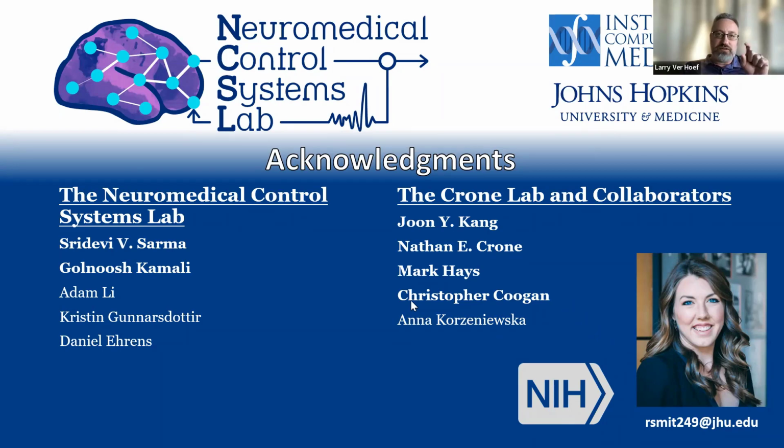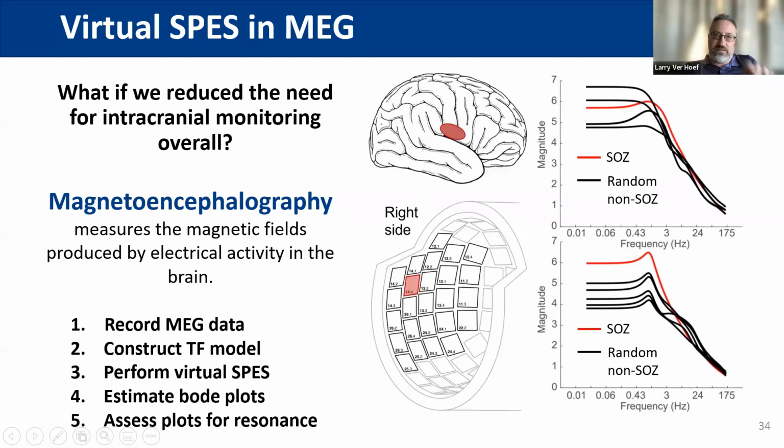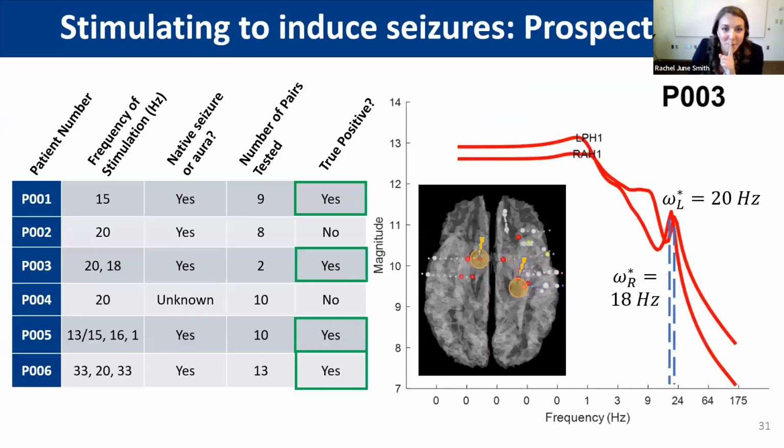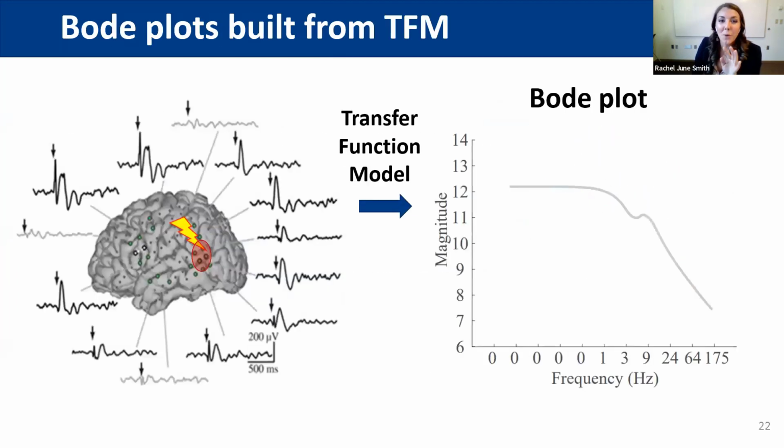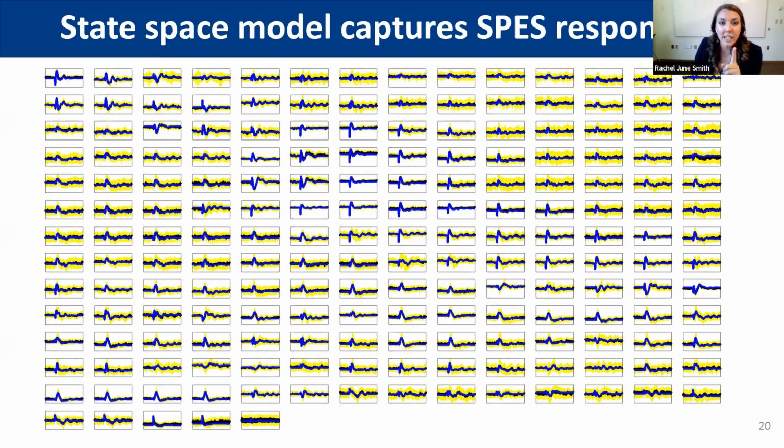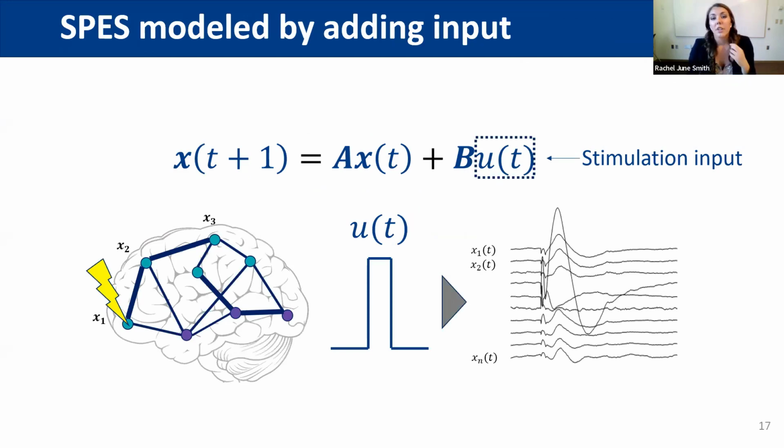I was a little confused about the MEG data. It seemed like your other data relied on stimulating, like inputting a pulse. How did you get the same thing without being able to stimulate the brain with the MEG? Right, yes, that's a great question. So what we wanted to do was see if we could virtually stimulate.